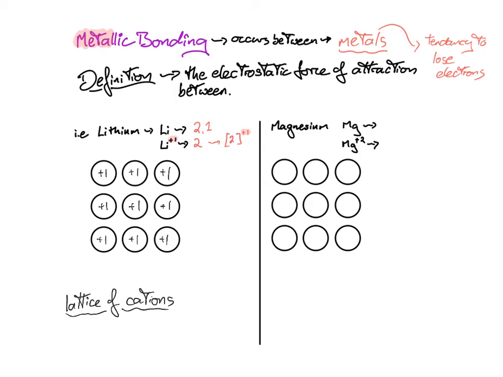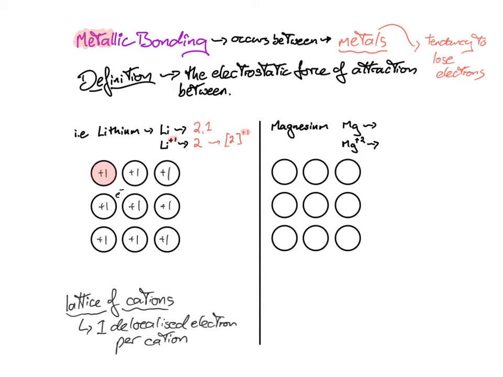So, because lithium is a +1 cation, we have a lattice of cations, and we have one delocalized electron per cation. So, if I just look at the first cation here, if I'm just looking at this one, there will be an electron that came from that cation. And it's delocalized, so I can put it in a random place. I'm going to put it here.